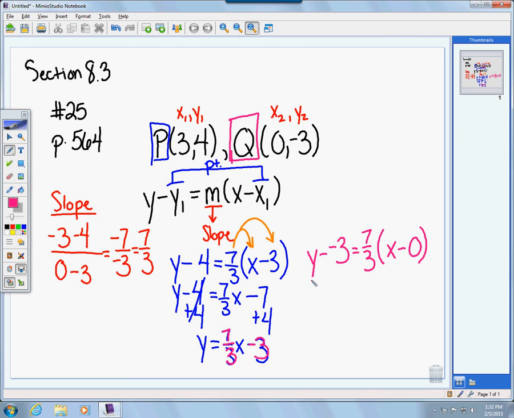If we were to continue to work this, we would have y plus 3, because a negative and a negative together make a positive. And then we just have 7/3 x, because x minus 0 would just be x. If we subtract 3 from both sides, this also results in y is equal to 7/3 x minus 3. So again, the whole goal of this problem was to show you that when you're working with point-slope form, once you convert it into slope-intercept, you're going to get the same value out.